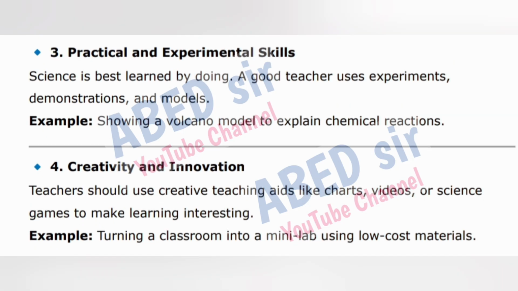3. Practical and experimental skills. Science is best learned by doing. A good teacher uses experiments, demonstrations, and models. Example, showing a volcano model to explain chemical reactions. 4. Creativity and innovation. Teachers should use creative teaching aids like charts, videos, or science games to make learning interesting. Example, turning a classroom into a mini lab using low-cost materials.